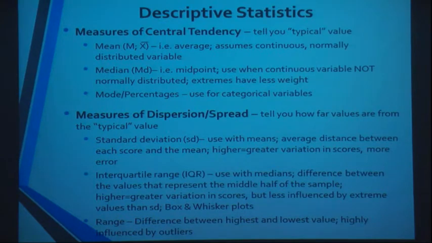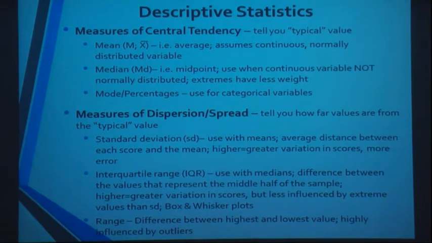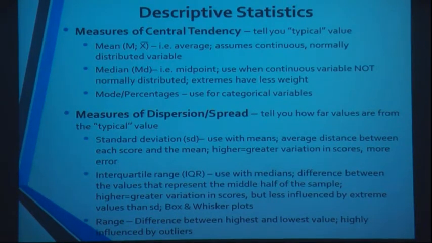Okay, the other type of statistics is a measure of dispersion or spread. Okay, this tells you how far values are from the typical value. So you've heard the term standard deviation, hopefully. Okay, the range, the middle one may be less familiar to you. The interquartile range. Okay, this is when we define the middle half of a distribution, and we use this with medians. Okay, if you've ever seen box and whisker plots, those strange little things, the bars with the lines coming out of them on a graph, okay, we typically use those to represent interquartile ranges. Okay, so those are your basic descriptive statistics.